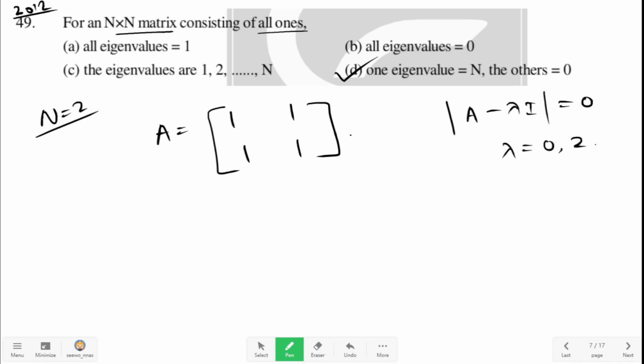Now the first option says all eigenvalues are equal to 1, which is not correct because we are getting eigenvalues equal to 0 and 2. The second option says all eigenvalues are equal to 0. This is also not correct because one eigenvalue is 2. The third option says the eigenvalues are 1, 2, etc. up to n. According to this, the eigenvalues should be 1 and 2, but this is not correct because we are getting 0 and 2. The final option is correct because one eigenvalue is equal to n, we took n equal to 2, and the other eigenvalue is 0. So you can also take a particular case and then check the correct option.